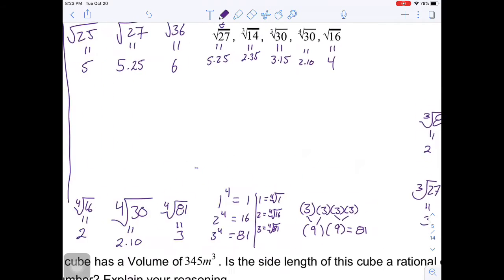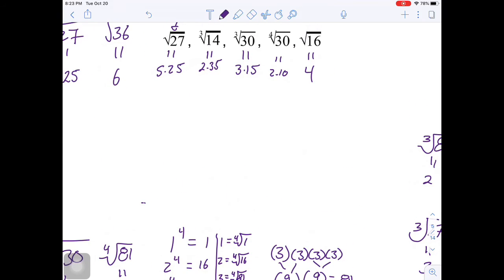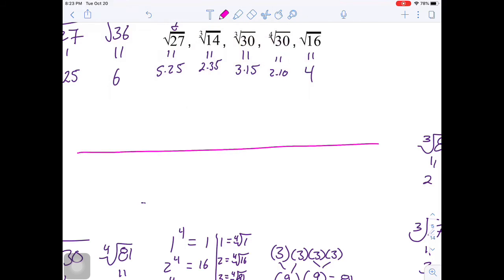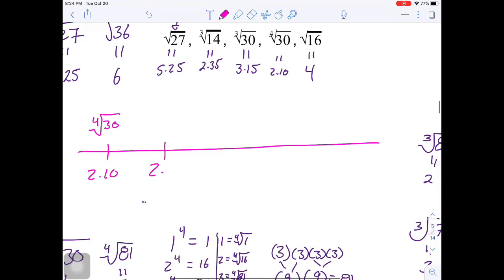Okay, so now let us list it in order. Let's maybe use this color here. So first, let's find our smallest number. Our smallest number we guessed to be 2.10, and that is related to 4th root of 30. Our next smallest number would be 2.35, and that would be the cube root of 14.